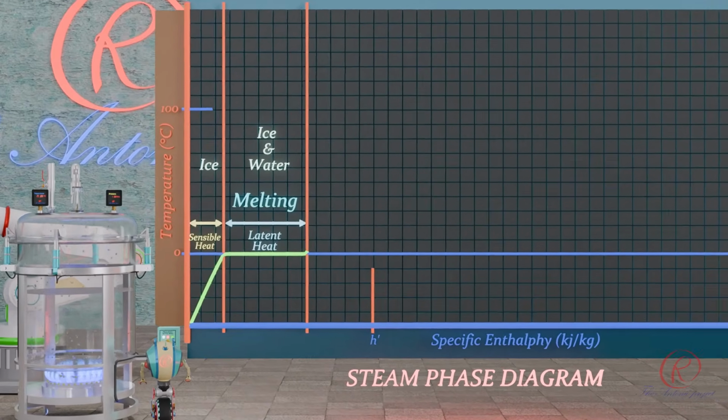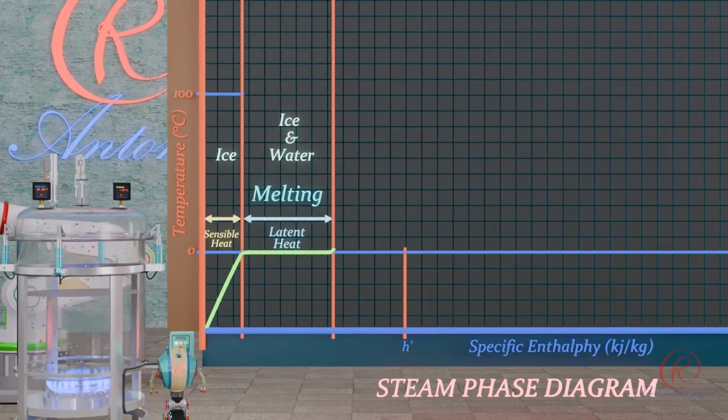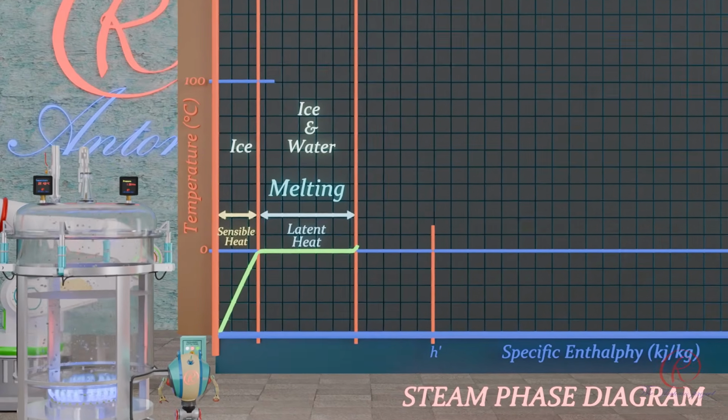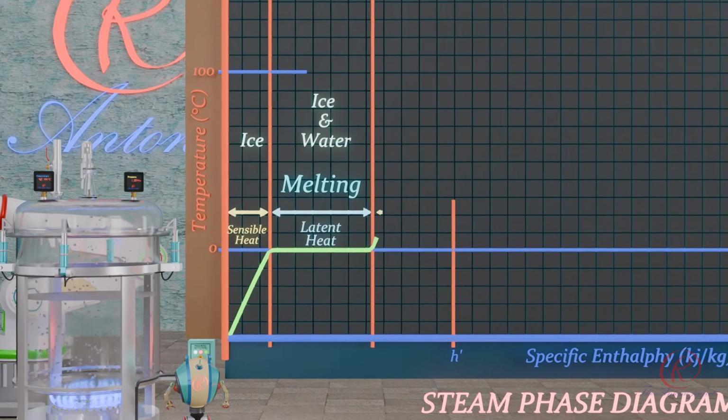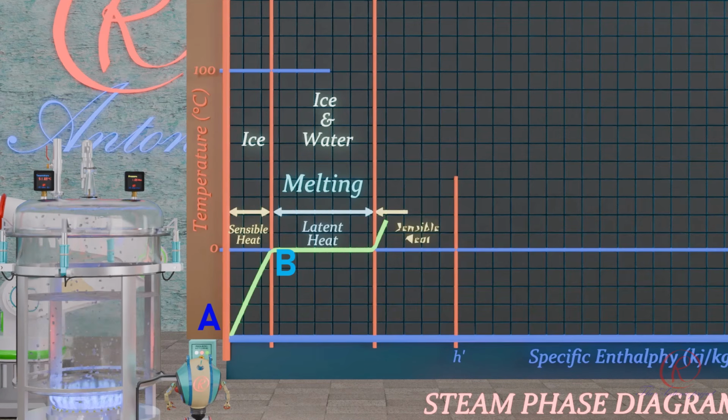As water is continually heated from 0 degrees Celsius to its saturation temperature, its condition follows the saturated water line until it has received all of its liquid enthalpy. It's shown on the points C to D.